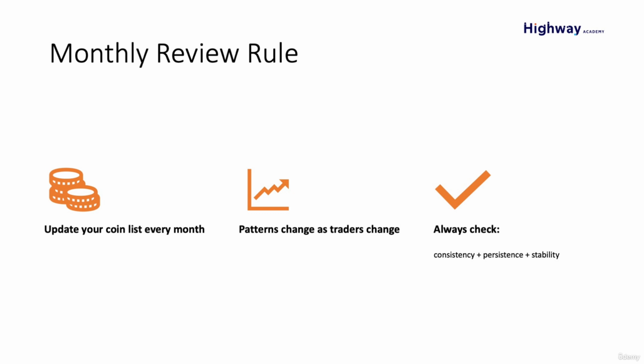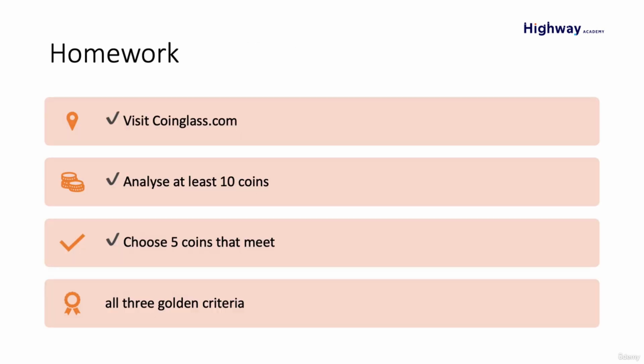Your list of profitable coins will change from month to month. Funding rate patterns evolve as different traders come and go, so you should always update your selection regularly. So take some time today to explore coinglass.com and check which coins you personally like based on consistency and history. Take 5 coins you like most for your homework.